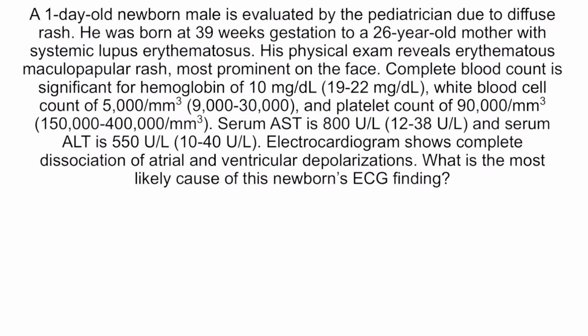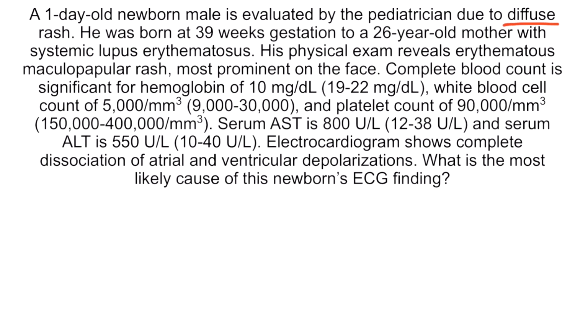A 1-day-old newborn male is evaluated by the pediatrician due to diffuse rash. He was born at 39 weeks gestation to a 26-year-old mother with systemic lupus erythematosus. His physical exam reveals erythematous maculopapular rash, most prominent on the face. Complete blood count is significant for hemoglobin of 10, white blood cell count of 5,000, and platelet count of 90,000. Serum AST is 800, and serum ALT is 550. Electrocardiogram shows complete dissociation of atrial and ventricular depolarizations. What is the most likely cause of this newborn's ECG finding?